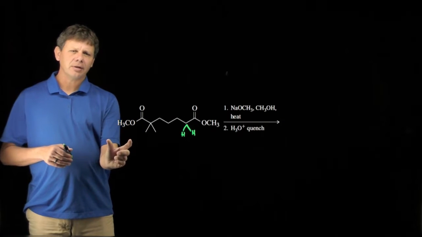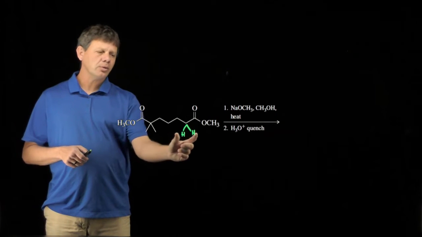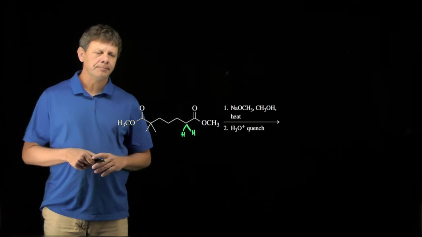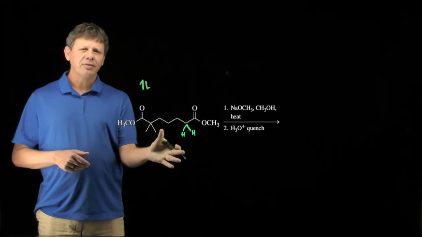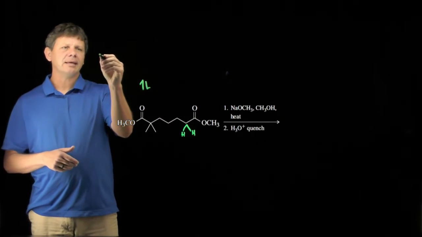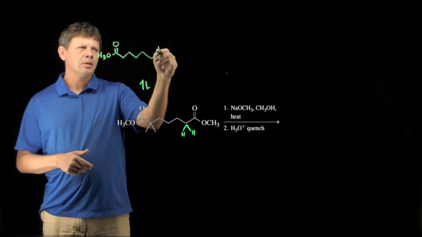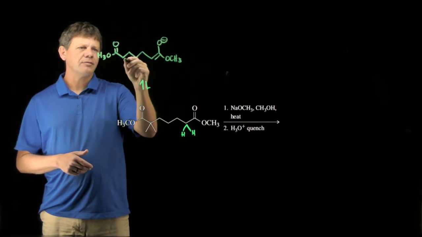Notice on the left side of the molecule, the ester over here does not have any acidic protons. So the only protons that can be removed are the alpha protons shown in green. I'm not going to go too much into the mechanism, although we will talk through it. The first step is for sodium methoxide to deprotonate and make the enolate. So we would end up with this enolate after the first step.